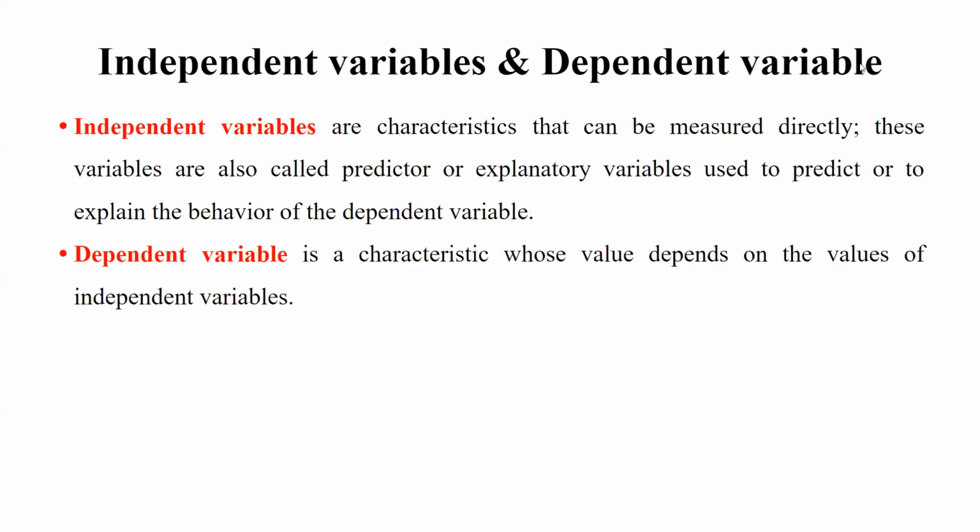Here we need to know what an independent variable is and what a dependent variable is. An independent variable is something we can measure directly. These independent variables are also called predictor variables or explanatory variables. We call it a predictor variable because, using this, we are going to predict the behavior of the dependent variable. That is why we call it a predictor variable or explanatory variable.